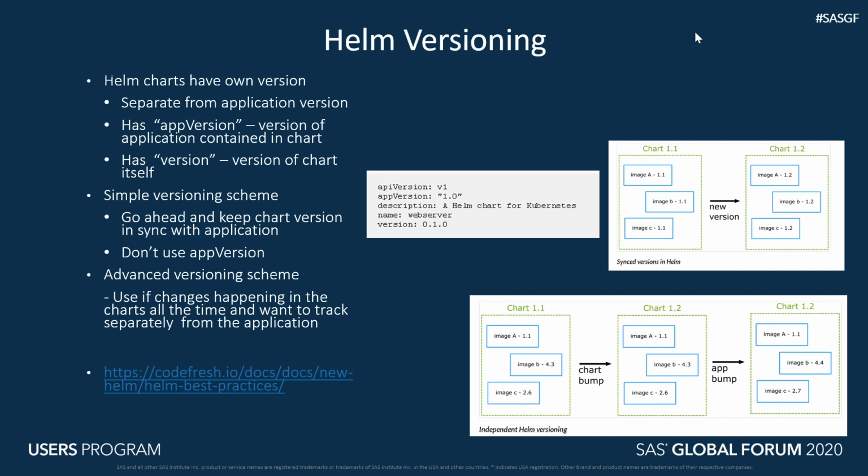So the simplest versioning scheme is just to keep the chart version in sync with the application. That is, every time you make a new version of the application's chart, you update the chart version as well, and just don't use the app version. The advanced versioning scheme is to use, if changes are happening in the chart all the time and you want to track them separately within the application, you can change the different pieces of it and do independent Helm versioning, as shown in the right-hand side.